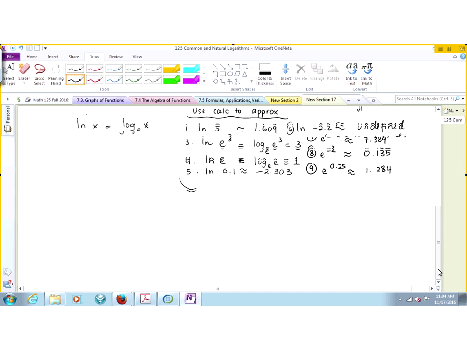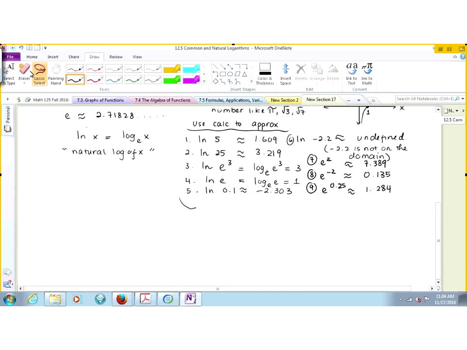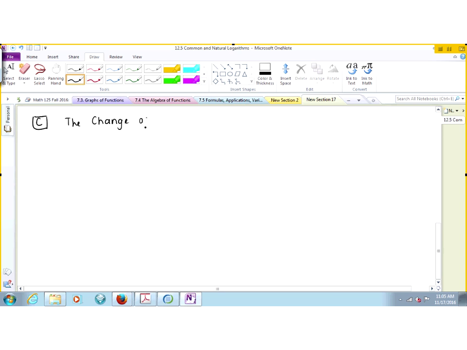So C, is everybody okay with this? Okay, calculator is easy. So your calculator only has what? Log and ln, common log and natural log. So this is very important and very useful. It's called the change of base formula. The goal is to use your calculator.